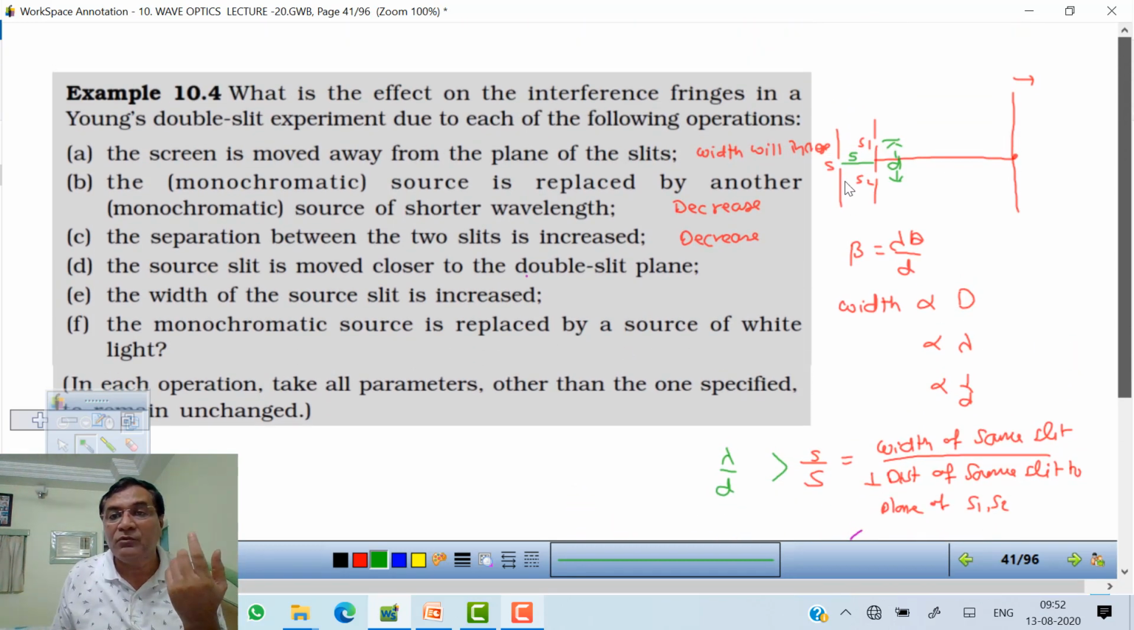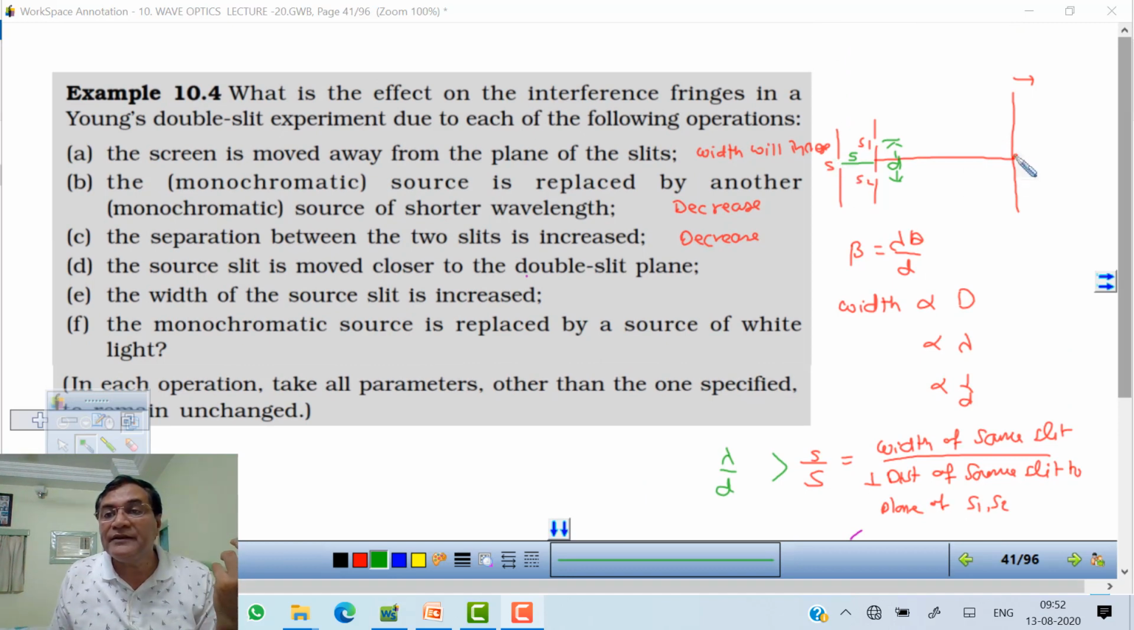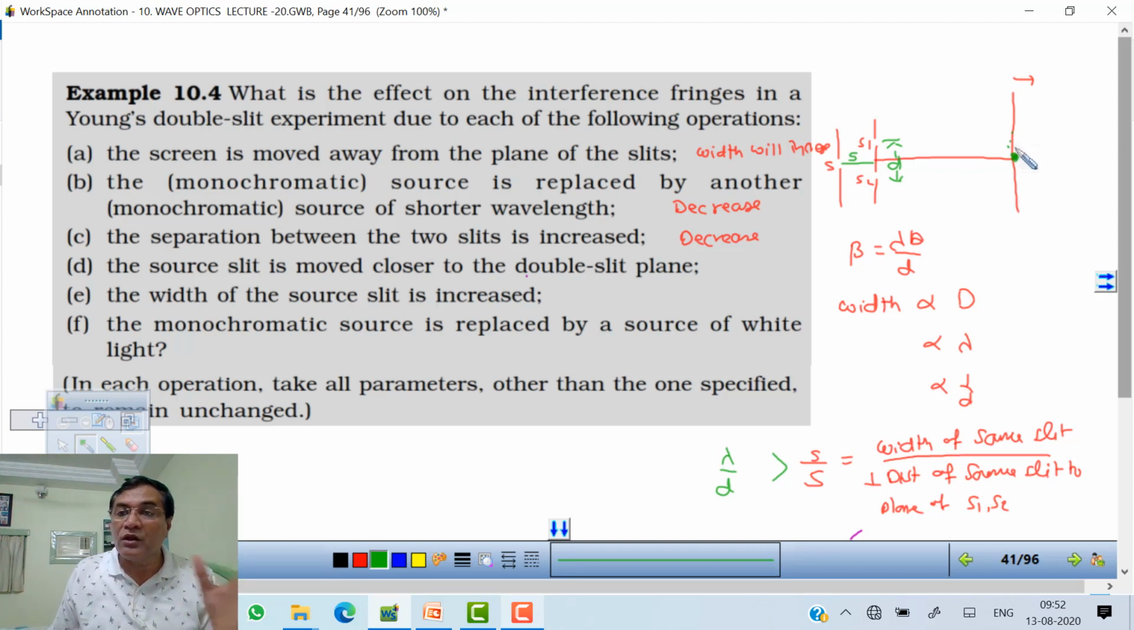The monochromatic source is replaced by the source of white light. Monochromatic means single wavelength; what happens if it is white? At the center there is no change at all, because for all the wavelengths, the seven different colors give constructive interference here, so it will be bright only. But at different positions, different wavelengths will give constructive and destructive interference. Going up or down, the colors with constructive interference you will see, and the colors with destructive interference you will not see. So you get different colors, but at the center it will be white. This is a very good thinking-based question, so think over that.